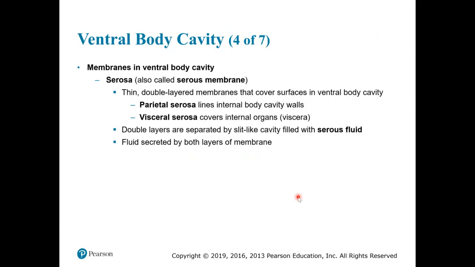All right, so these organs that have a double layer membrane to them. The one that's closest to the organ is the visceral serosa. And parietal is the outermost of the two membranes. And in between is a small space filled with lubricating fluid called serous fluid. Now they get their name depending on where they are.